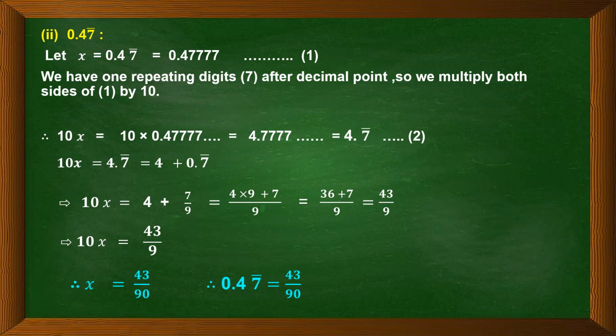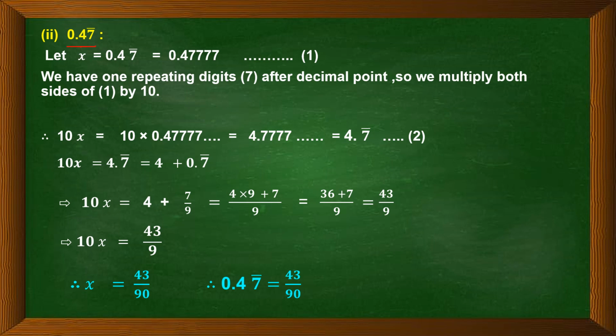Now let us take up the second part. It is 0.47 bar. Now if you observe, only 7 is being repeated, so it is under the bar, and 4 is not being repeated. So such type of numbers are known as mixed recurring decimal numbers, in which at least one of the digits after the decimal point is not repeated.